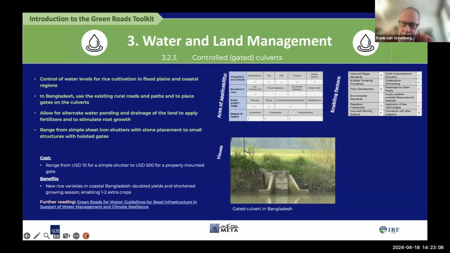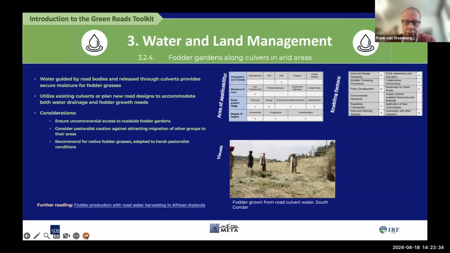And then by adding gates to the culverts on the roads, you can release water from the paddy fields when it's required, or retain water on the paddy fields when it is required. And this has made an enormous change in the coastal areas. These new varieties combined with such water management measures, such as the gated culverts.